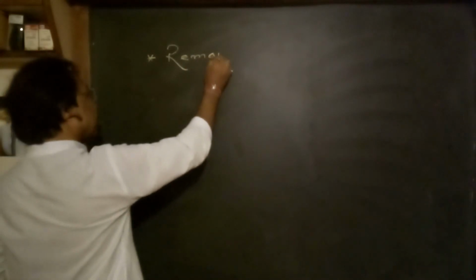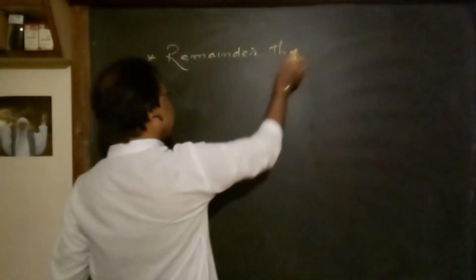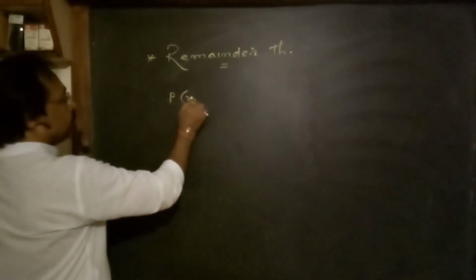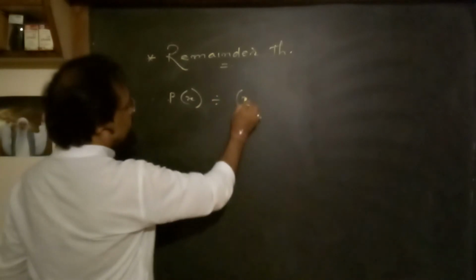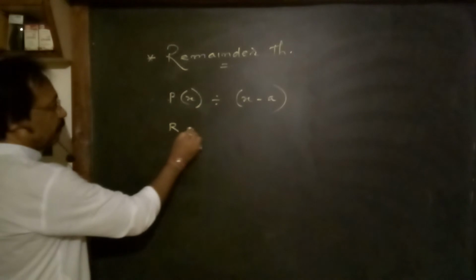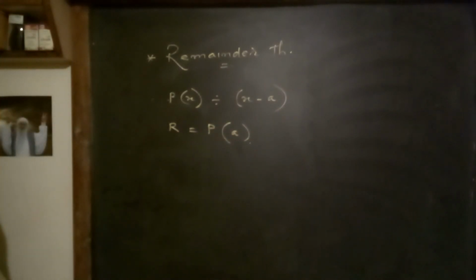Remainder theorem. What do you mean by remainder theorem? Any polynomial p of x, if it is divided by x minus a, then the remainder r will be equal to p of a. This is called remainder theorem.